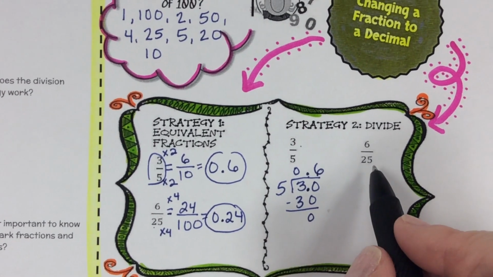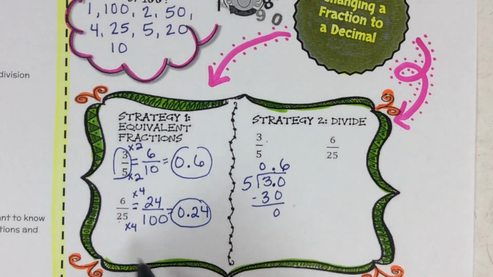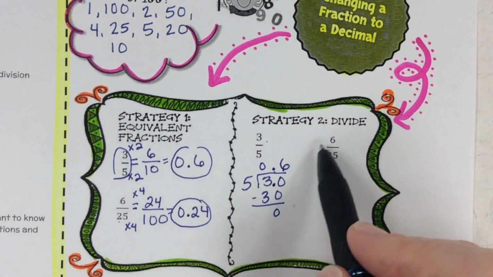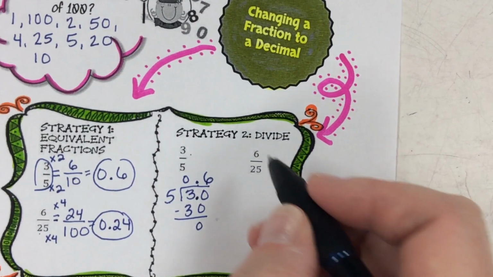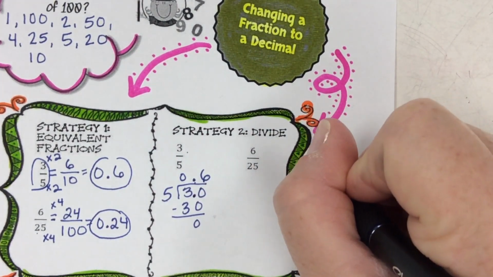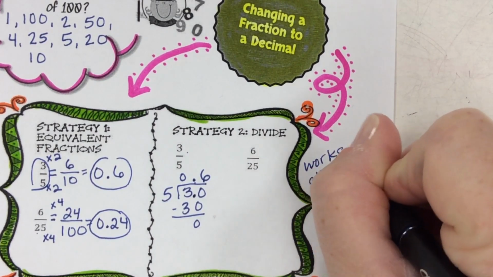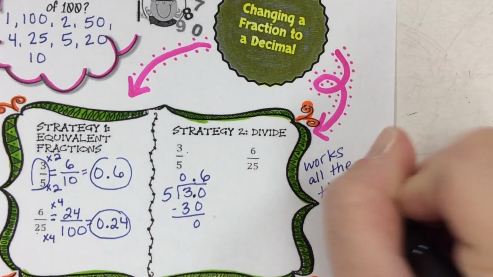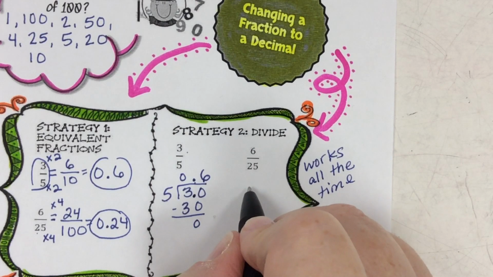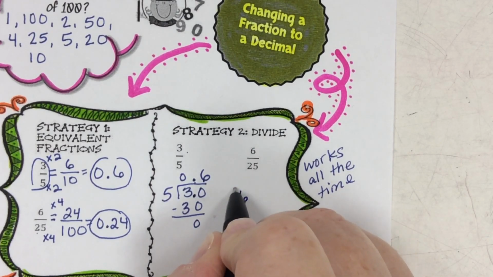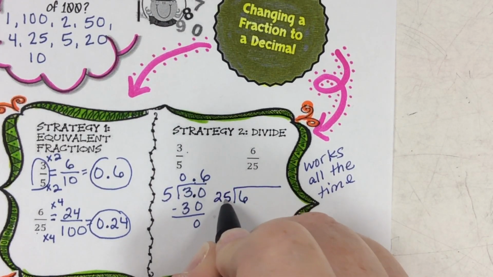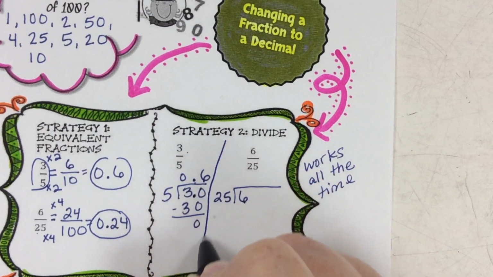Okay? Now, same thing over here when you're doing division. Now, this strategy will only work sometimes. Your division strategy works all the time. I'm going to write this down here. Okay? It works all the time. Now, 6 divided by 25. It's top dog here, right? 6 divided by 25. I am so sorry about the little space here.